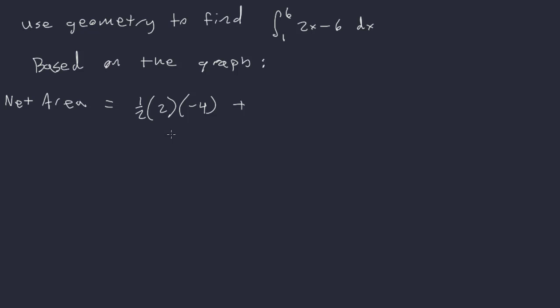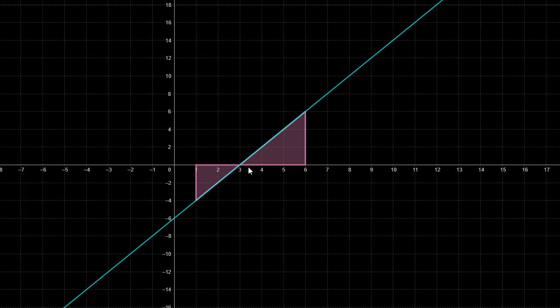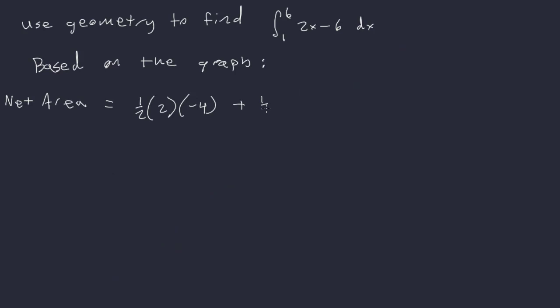Okay, then it will be plus the area of the second triangle, which in this case will be base 3 and height 6. Okay, so it'll be 1/2 the base times the height, which is 6. Okay, so these 2's will cancel, so we'll get negative 4 plus 1/2 times 3 times 6, so that's going to be 9. Okay, so the net area comes out to be 5.